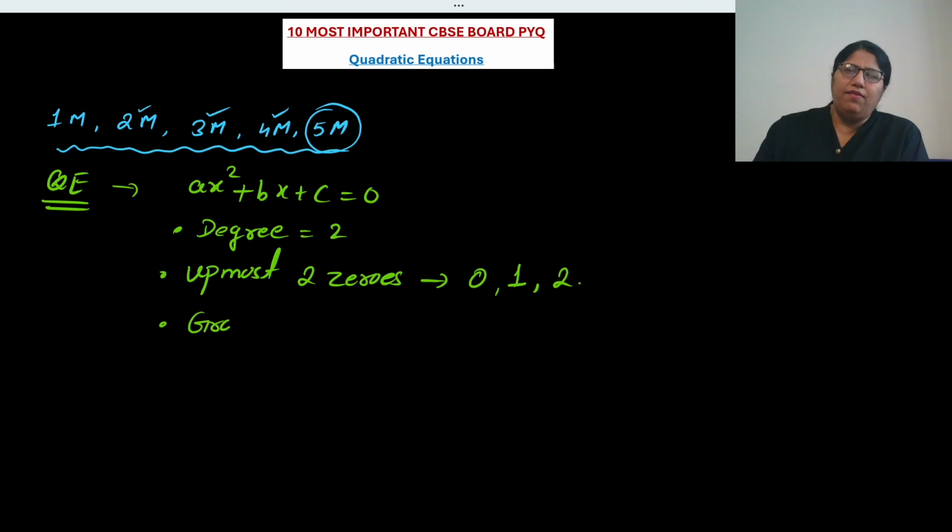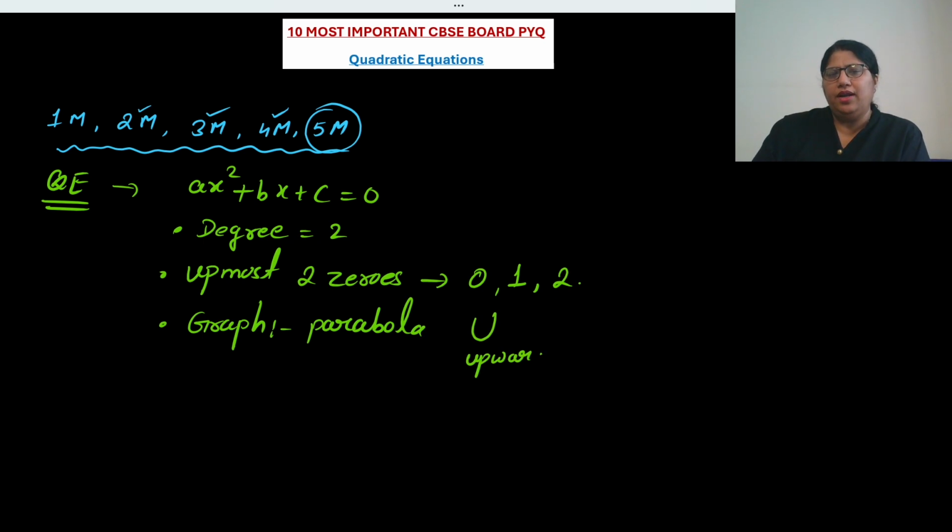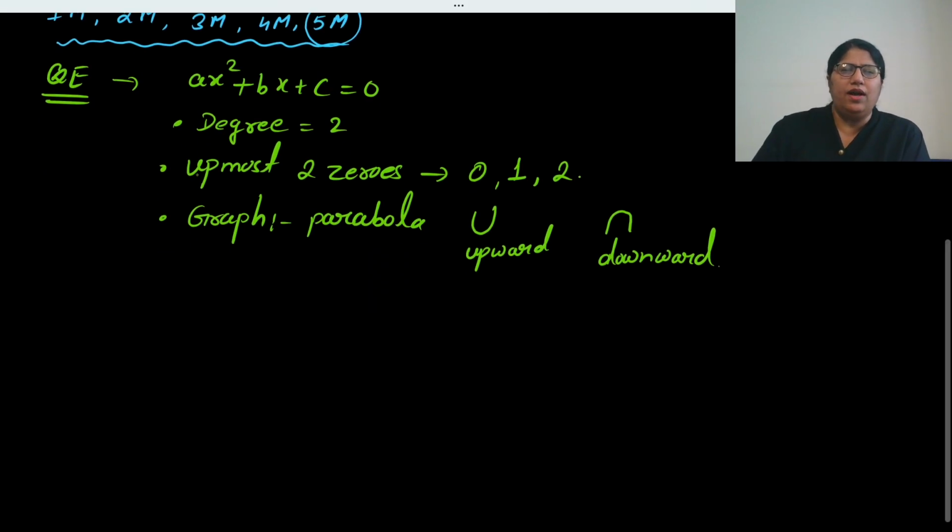The type of graph we get in a quadratic equation, we call a parabola, right? What is the meaning of parabola? There can be an upward parabola, and this is what we call a downward parabola, right? I'm just doing a quick recap so that you know what things will come in your quadratic equation. Now there can be 2 zeros, 1 zero or no zero.